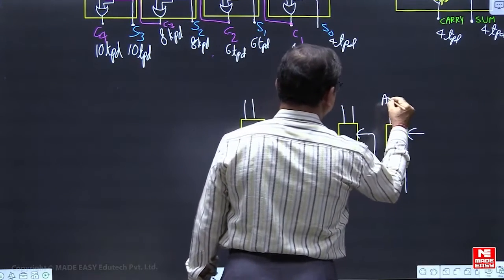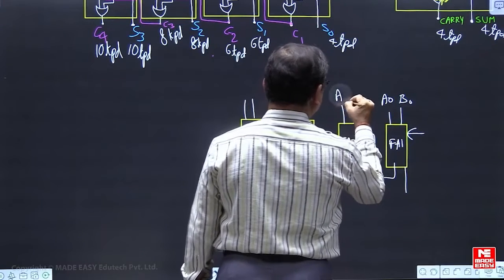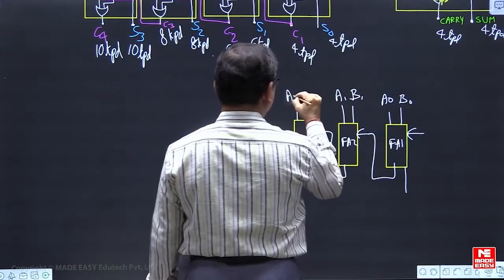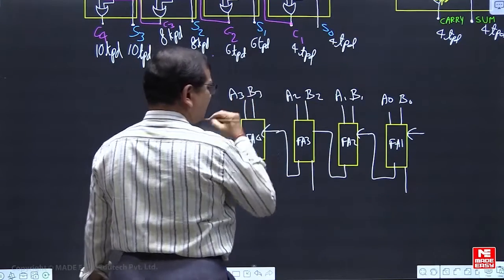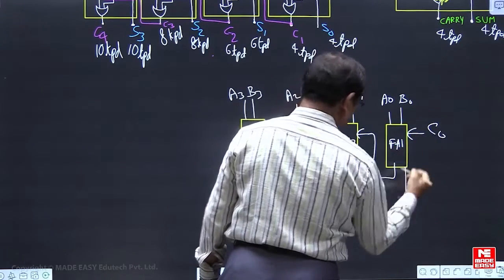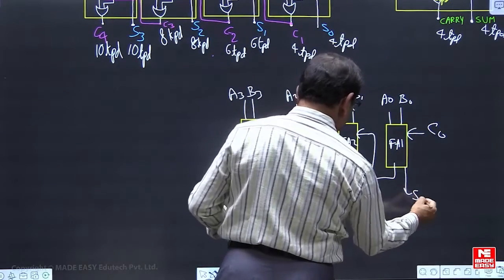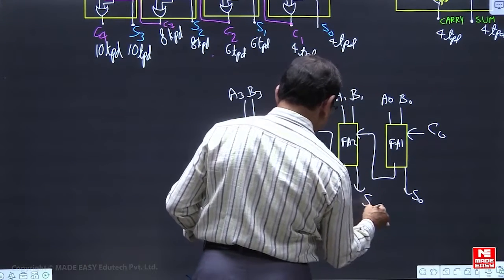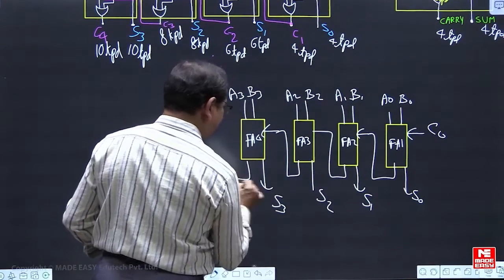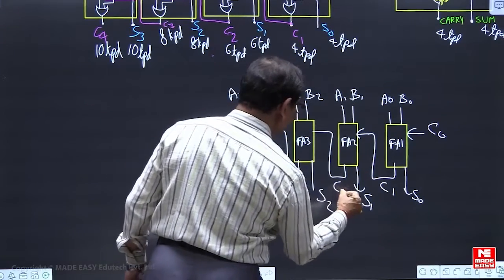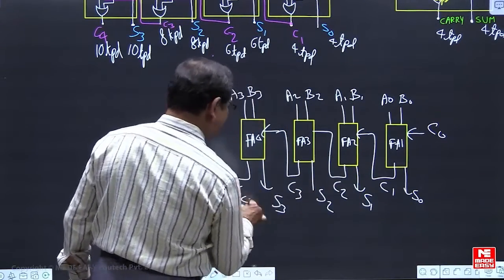So A0, B0, A1, B1, A2, B2, A3, B3, right? And this is, sorry, C0, it is S0. This is S1, it is S2, this is S3. And we are looking here, it is C1, it is C2, it is C3, it is C4.